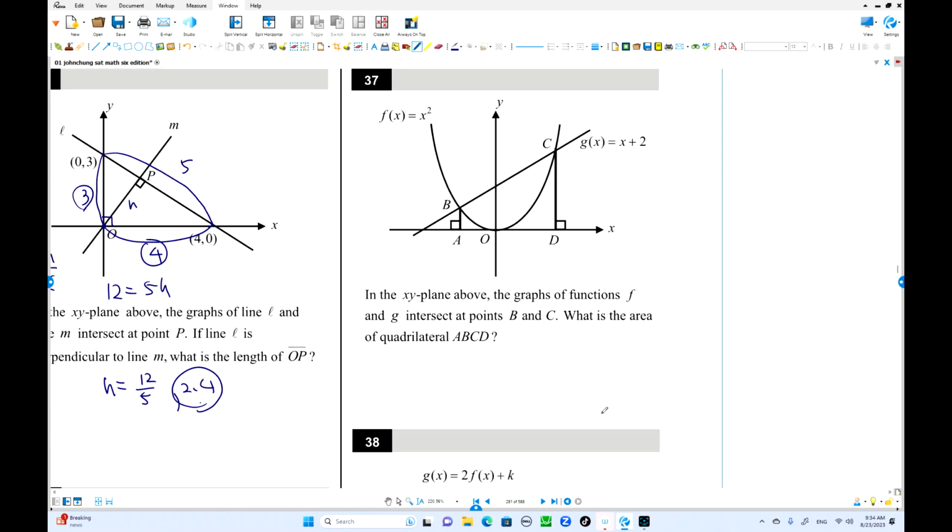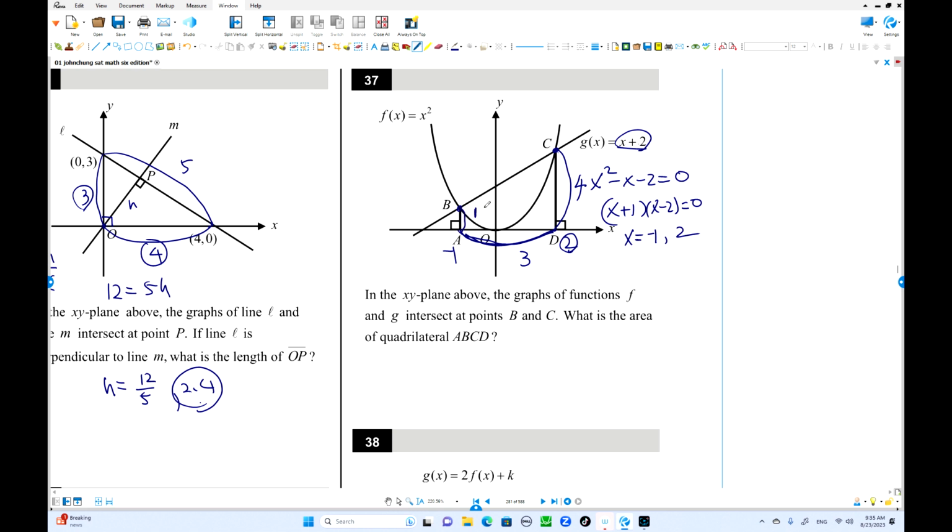Here is number 37. The area of this quadrilateral. To find the area of this one, we need the length of this side, so we find the x-intercepts. So x squared equals x plus 2, that is x squared minus x minus 2 equals 0. So x plus 1 and x minus 2 equals 0. So we have intersections at x equals negative 1 and 2. So the length of this side is 3, right? 2 minus negative 1 is 3. What is the length of this one? Put x equals 2 in the equation: 2 plus 2 is 4. Negative 1 plus 2 equals how much? 1 over here. That's the length.